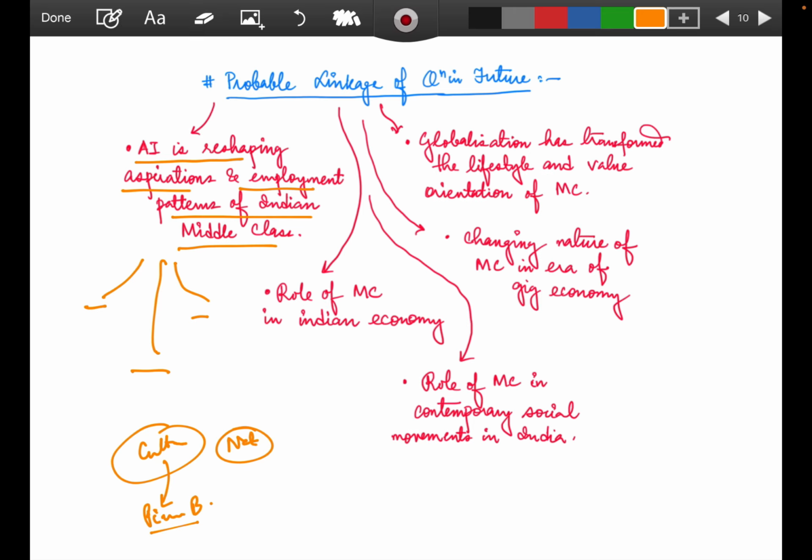The next question is: how has the role of the middle class in the Indian economy been there? Role of the middle class in the Indian economy. When we are talking about this, we can talk about Startup India, how the digital economy is linked, and how the middle class is a driver of domestic consumption.